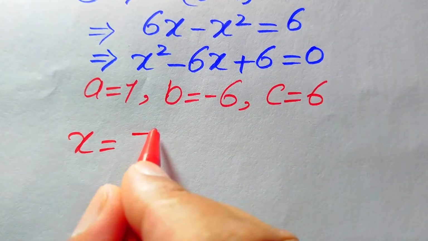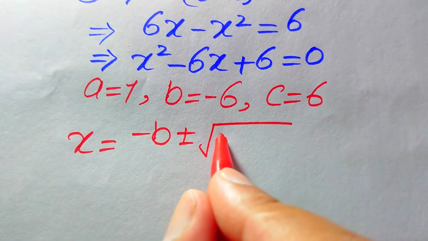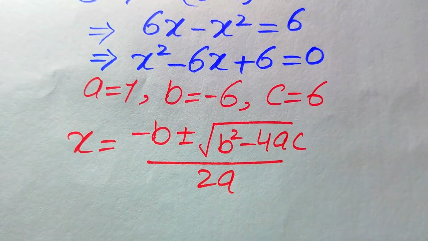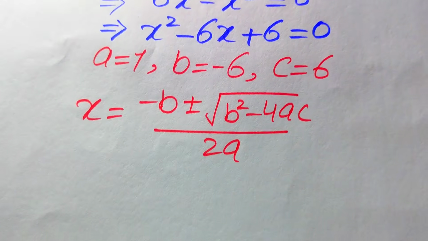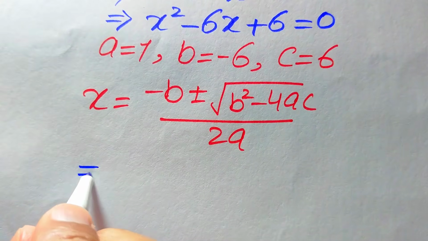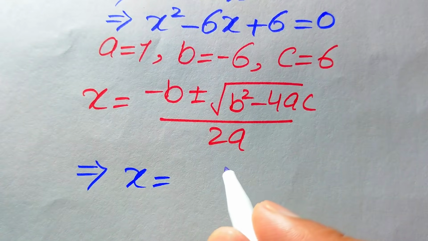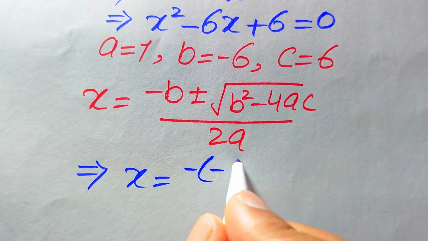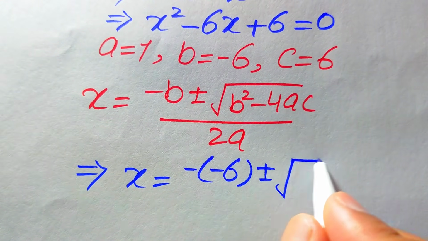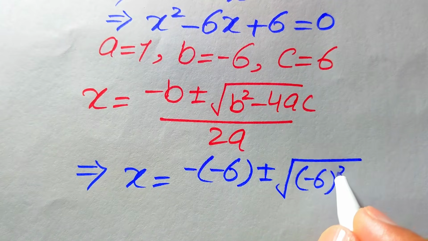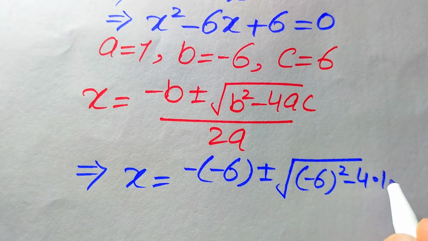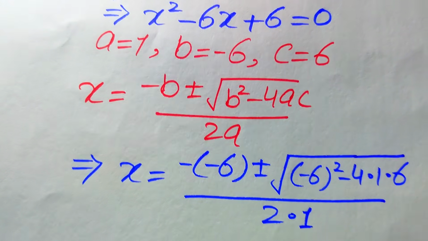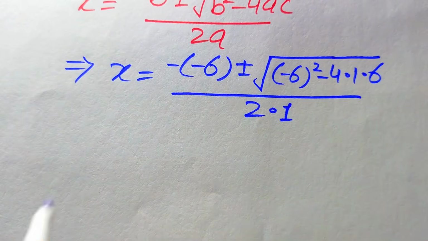We state the quadratic formula as x equals minus b plus minus square root of b square minus 4ac, divided by 2a. So this is our quadratic formula, and here we substitute all the values of a, b and c. This will be written as x equals minus b, and the value of b is minus 6, so we get minus times minus 6 plus minus square root of b square, so minus 6 square, minus 4 times a is 1 and c is 6, divided by 2 times a, and here our a equals 1.